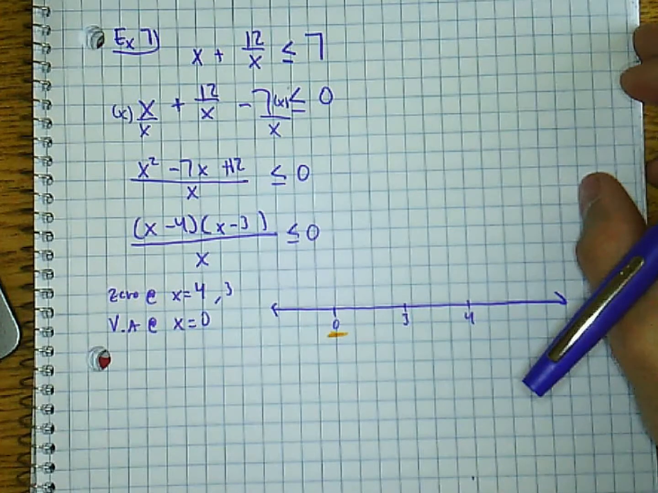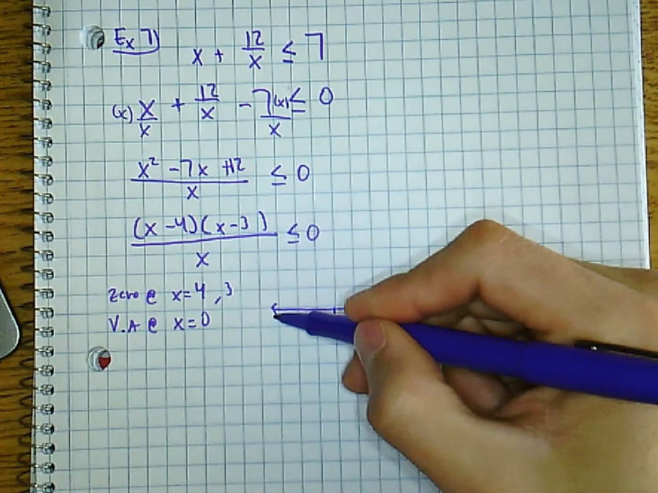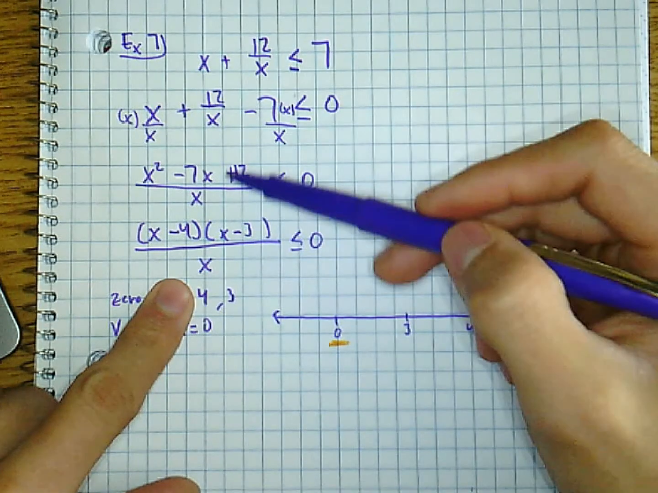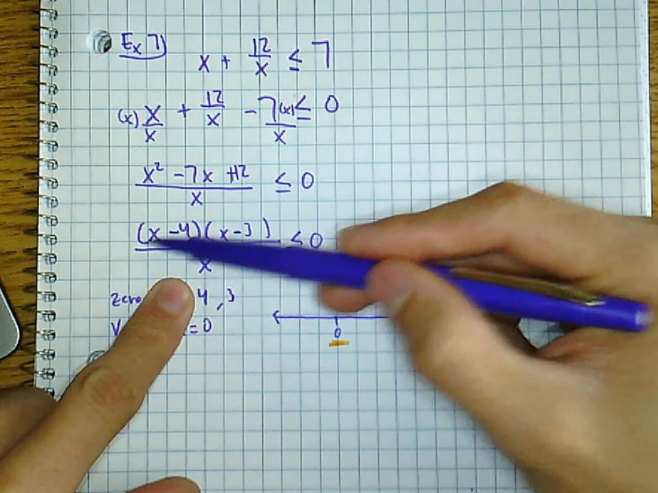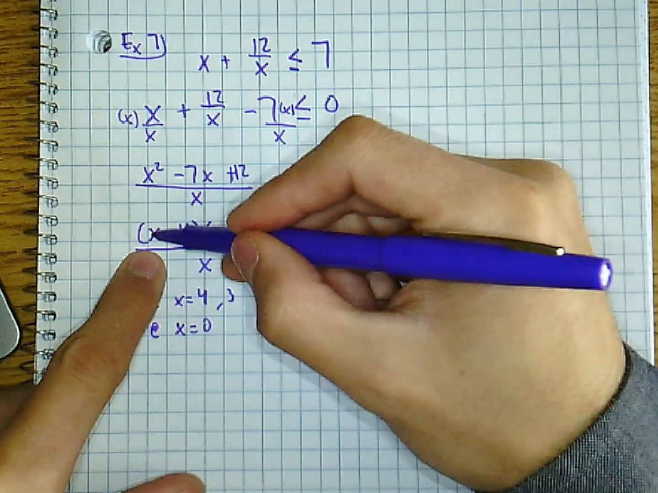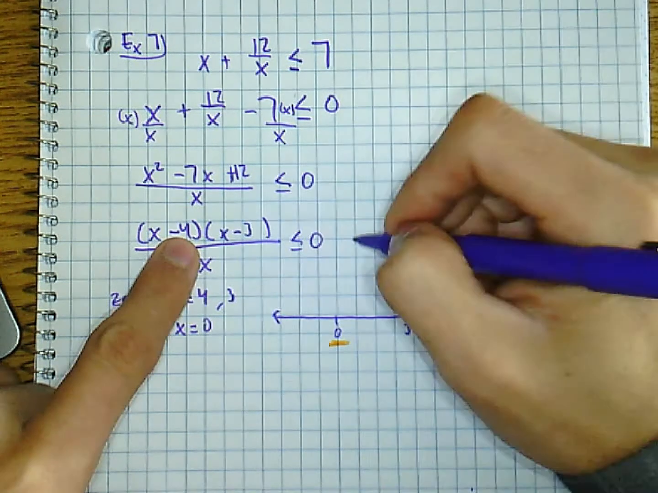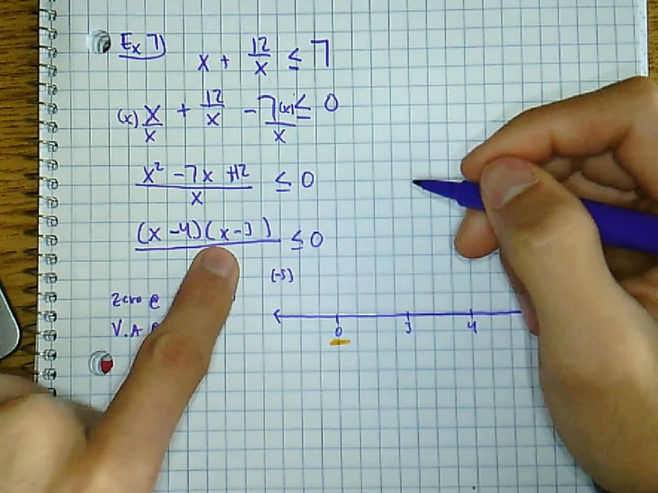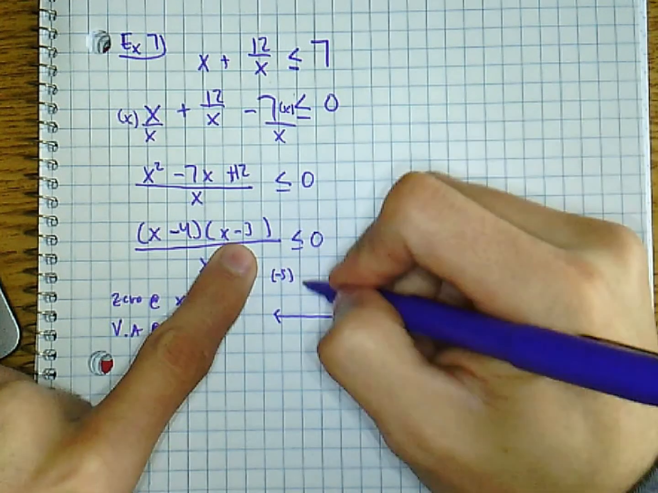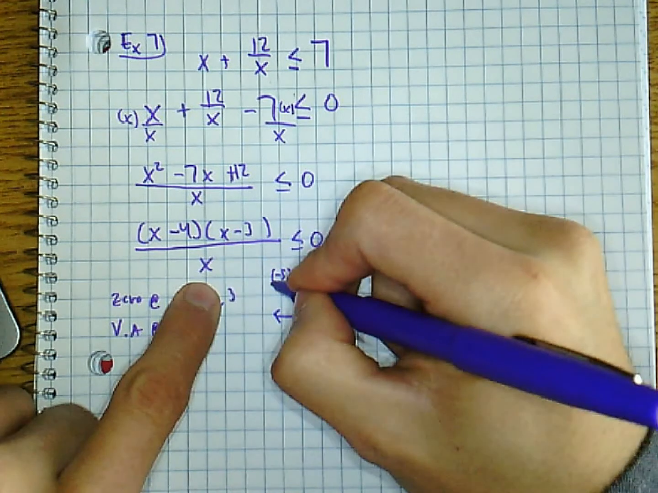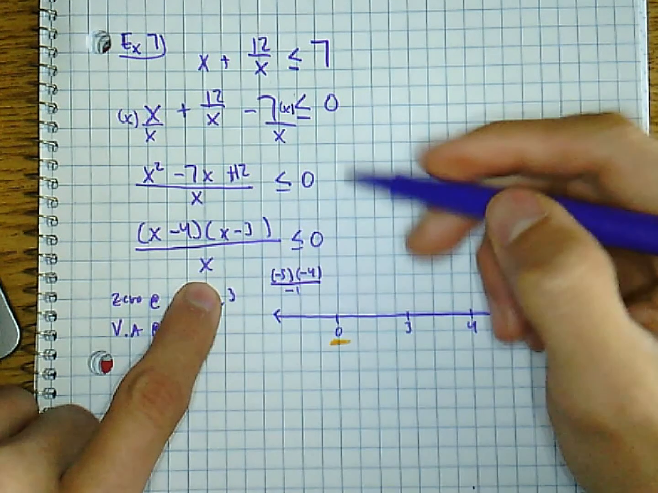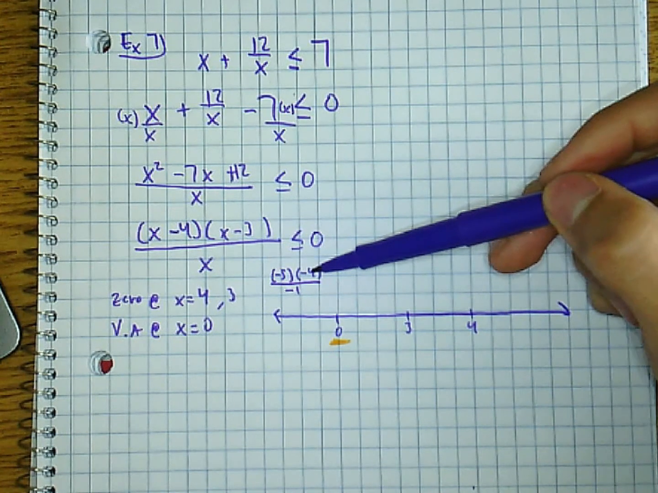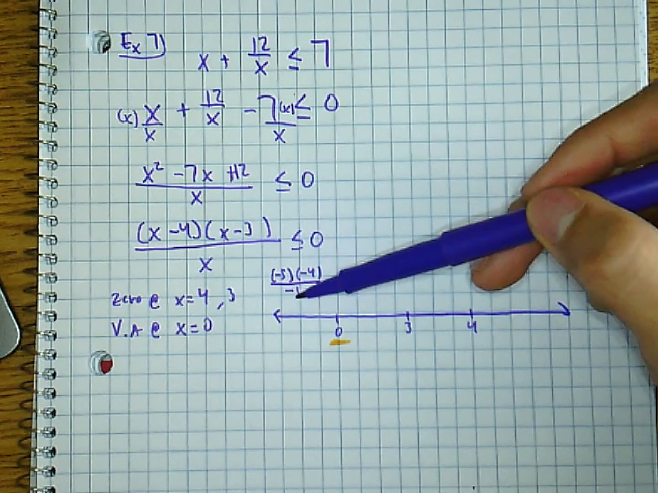Instead of going all the way back to this expression, I'm going to test it on the factored form. So I have -1 minus 4, that gives me a -5. -1 minus 3 gives me a -4. And then all of that would be divided by a -1. Now, -5 times -4 gives me a +20. Divided by a -1 will give me a -20. But all I care about is that it is negative.